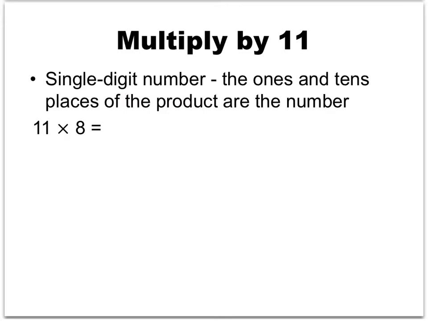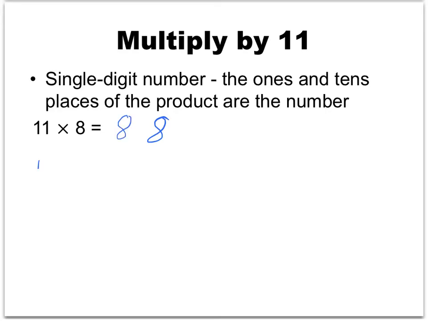So for a single digit number, this trick says that the 1's and 10's place of the product are the number. So for instance, if we take 11 times 8, this trick says that the 1's digit is going to be the number, which is 8, and then the 10's digit is also going to be the number, which is 8. So there's our answer, 88.